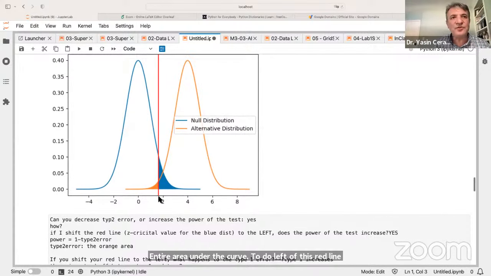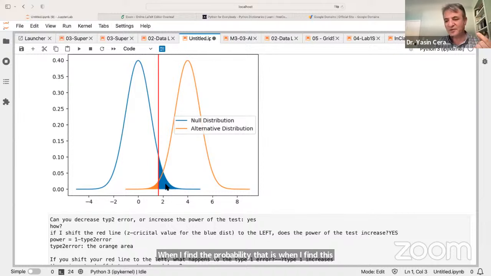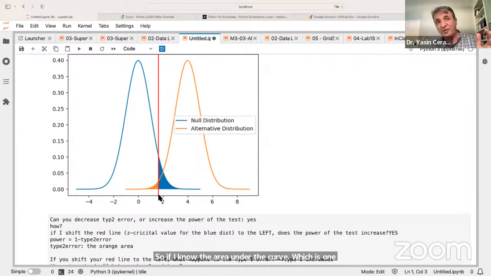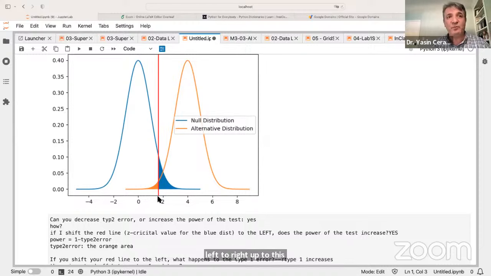So I'm trying to determine this value here. Again, alpha is the value of the area. The red line corresponds to some probability value. When I find this value on the x-axis, that is going to give me this probability, which is the area under the curve. So if I know the area under the curve, which is 1 minus alpha over 2, cumulatively, coming from left to right up to this point, then what is this point? Question mark. That's what I'm looking for now.